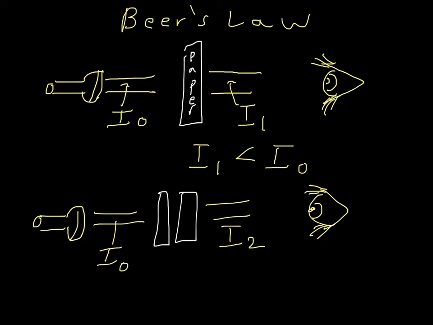Common sense here, yes? So our intensity leaving the flashlight is going to be greater than the intensity when you have 1 sheet of paper, when the light passes through 1 sheet of paper, and the intensity of light passing through 1 sheet of paper would be greater than the intensity of light passing through 2 sheets of paper.